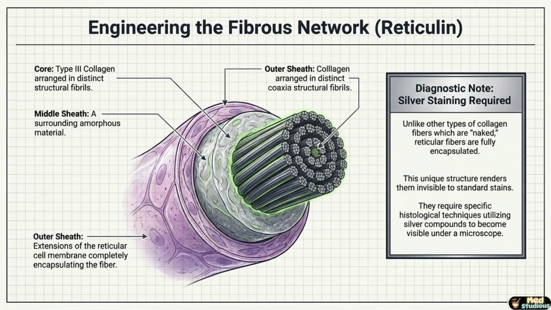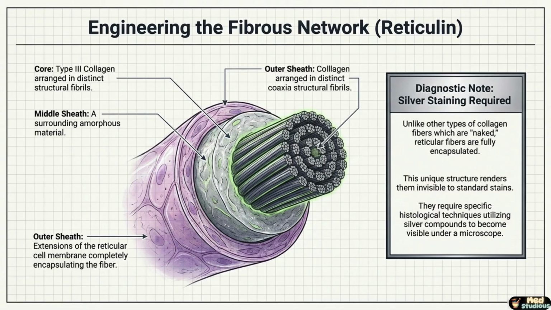Let's zoom in closely on the fibers themselves, because their engineering is entirely unique. A reticular fiber is not just a naked string of protein. At its core, it contains type 3 collagen arranged in distinct structural fibrils. Surrounding this core is a middle sheath made of amorphous material. But the most fascinating part is the outer sheath. The resident reticular cells actually extend their own cell membranes to completely wrap around and encapsulate the collagen fiber. Because these fibers are hidden inside this cellular wrapping, they are practically invisible when you look at them under a microscope using standard H&E stains.